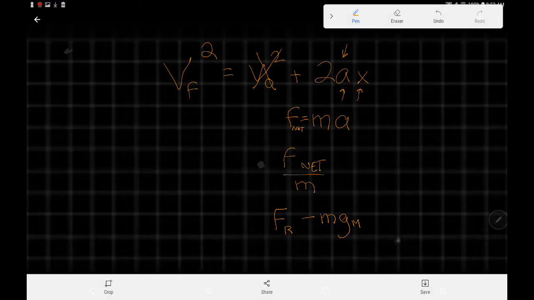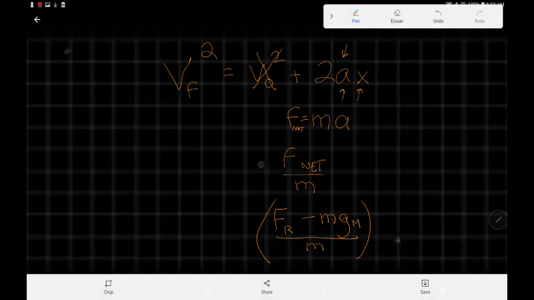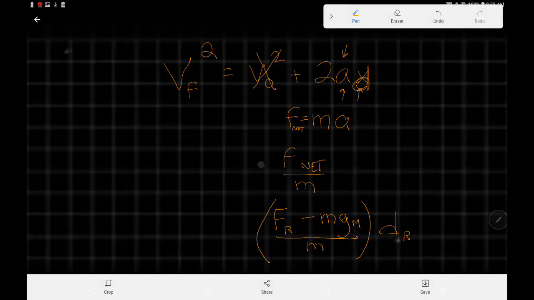Okay? So when we launch a certain mass, now that's force, and to get acceleration, we divide by m. So in our case, this is acceleration. It's the force of the railgun minus mg, where g is the gravity of the moon. And if we divide that by m, we get acceleration. So we multiply that by, I'll call it d this time. d is the length of the railgun. So I'm going to call that d sub r. That's the length of the railgun.